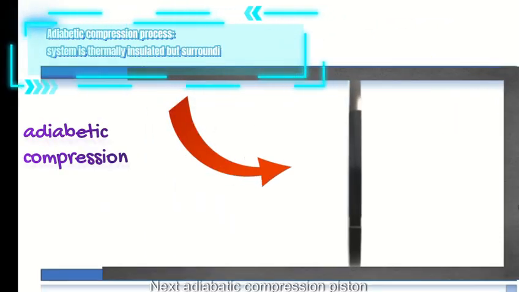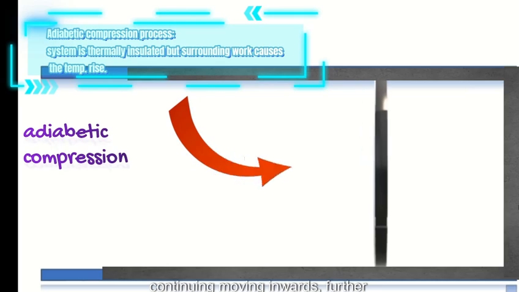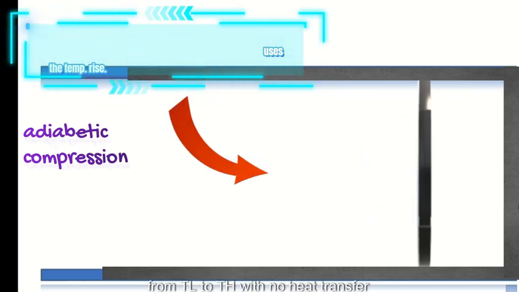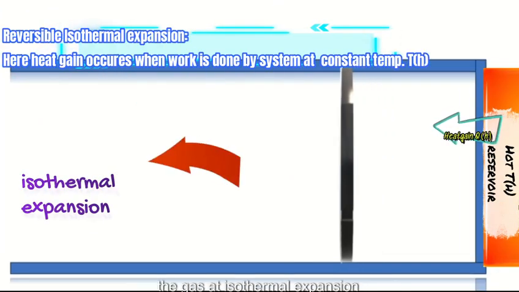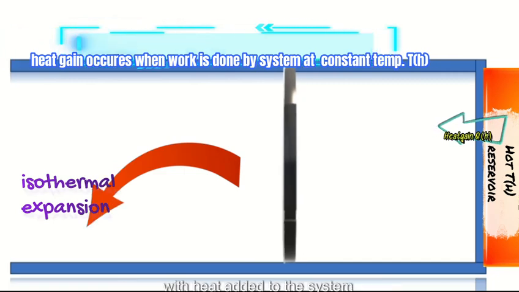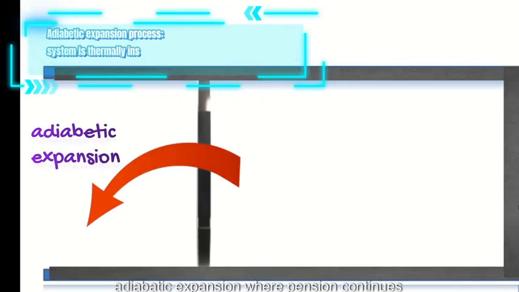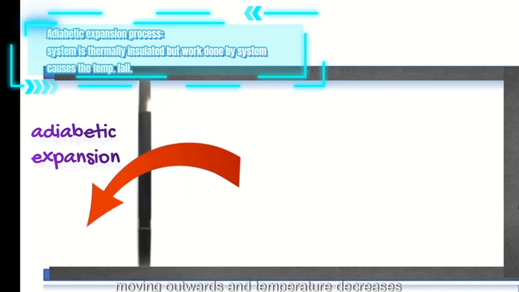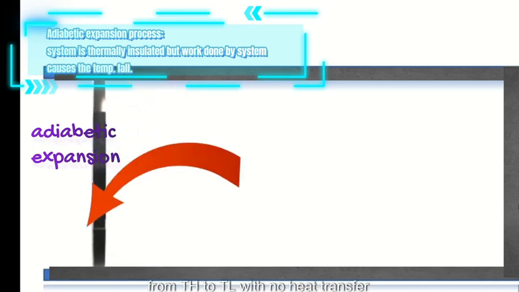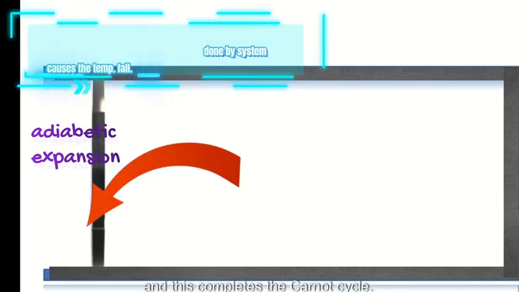Next, adiabatic compression, with the piston continuing moving inwards, further compressing the gas, and temperature increasing from TL to TH with no heat transfer occurring. Third is the piston moving outwards, expanding the gas in isothermal expansion, where temperature remains constant at TH with heat added to the system. And at last, the adiabatic expansion, where the piston continues moving outwards and temperature decreases from TH to TL with no heat transfer occurring. And this completes the Carnot cycle.